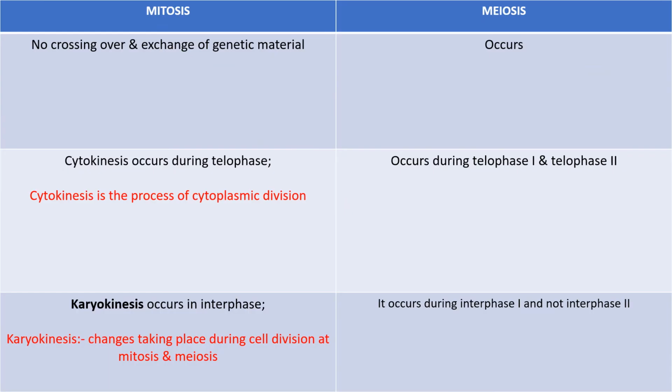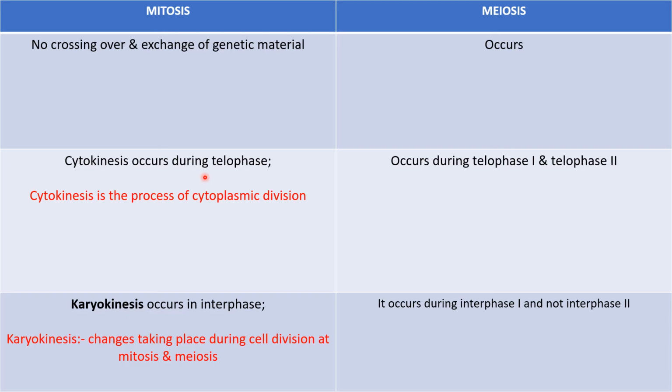In mitosis, there's no crossing over, and hence there's no exchange of genetic materials. Crossing over occurs in meiosis, hence genetic materials are passed on from one chromosome to the other.